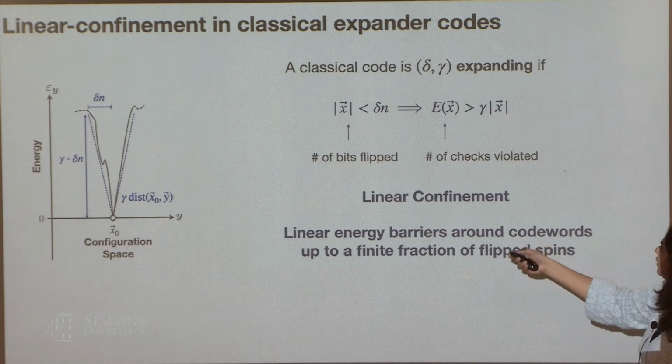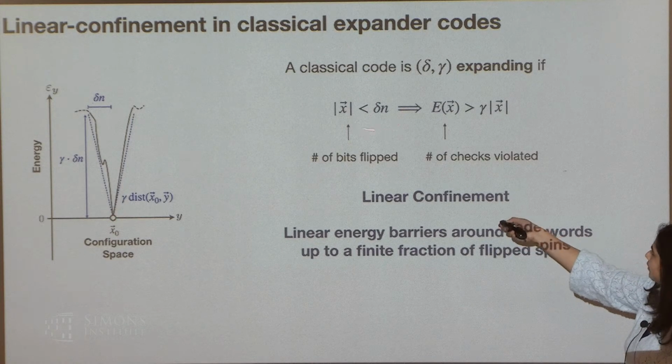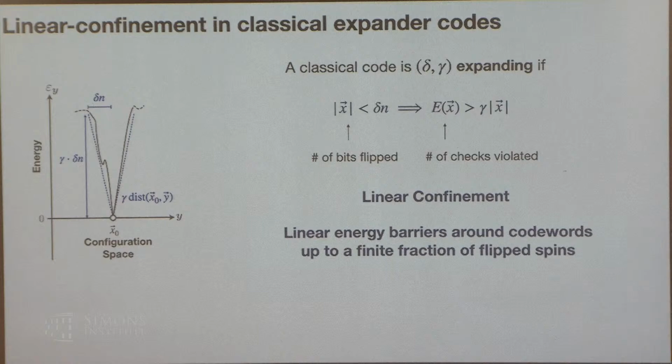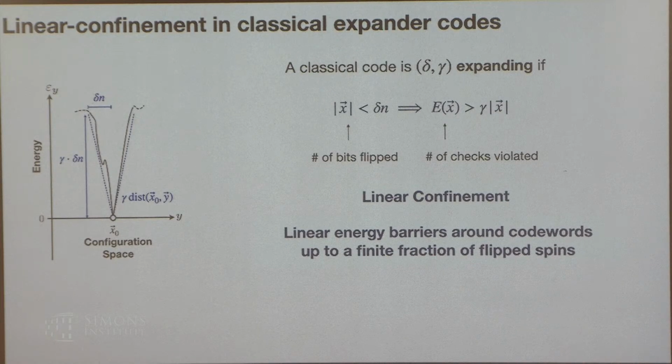Suppose you start with some classical code word x naught, and you start flipping bits. There's just some classical configuration. As long as the number of bits you flip is less than delta times n, then the energy that you encounter in doing that is lower bounded by some function that grows linearly with the number of bits that you flip. So this is like a linear energy barrier or linear confinement, and these linear energy barriers around code words persist up to a finite fraction of flipped spins.